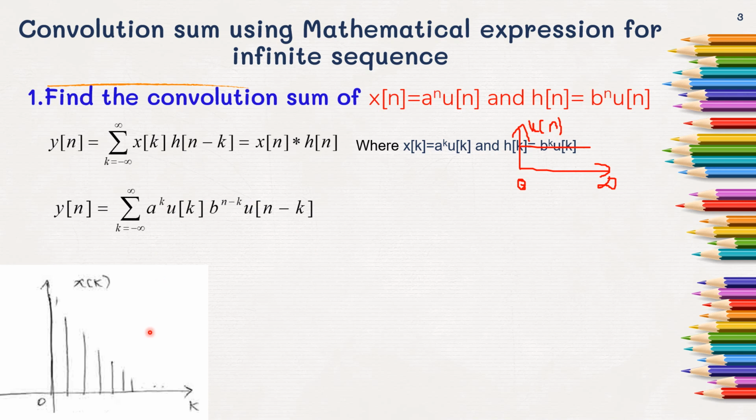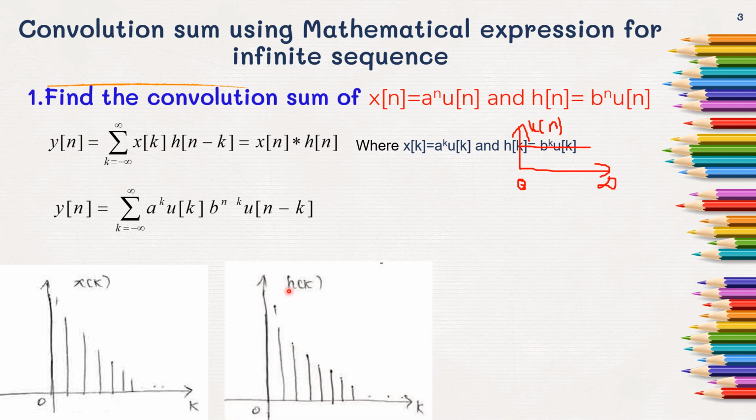Now I plot x of k. What is x of k? X of k is nothing but a power k into u of k, and the condition here is a is less than 1. So if I plot it, I get a curve of this sort. Since it's multiplied by u of k, and u of k is equal to 1 for k greater than or equal to 0, it will be a causal sequence like this. If a is less than 1, we will get the sequence like this. In the same way, when I plot h of k, I get the sequence of h of k like this.